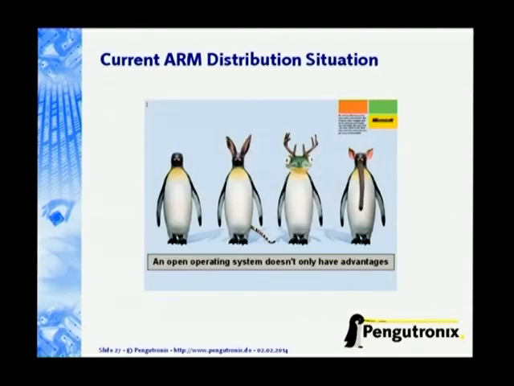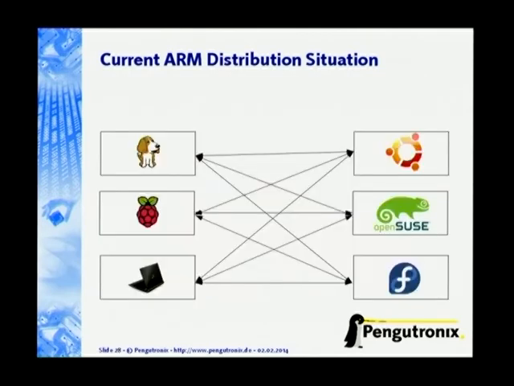So some years ago, there was this nice commercial here in German computer magazines. Some company, I can't read this here, said the open operating system doesn't only have advantages, it's all different, it can take strange paths. So this is basically the situation we have today. We have a lot of interesting hardware here, we have a lot of distributions here, and for any of these, you need to define something special.